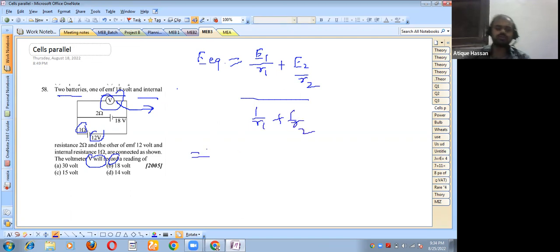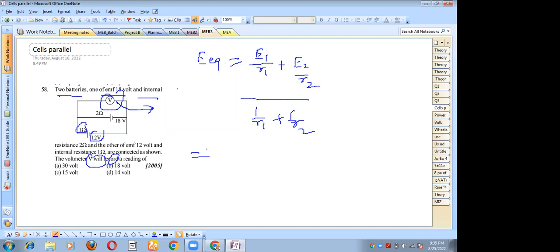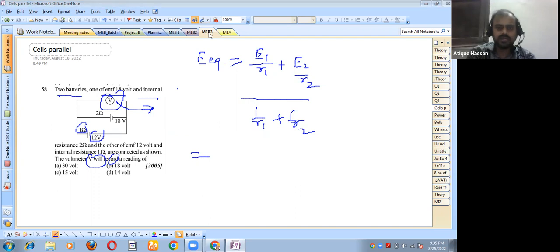So all of you understood how the cells are in parallel? Any doubt? All of you can identify, right? It is in parallel, right? All of you can get it. So now put the formula and we will get the values.